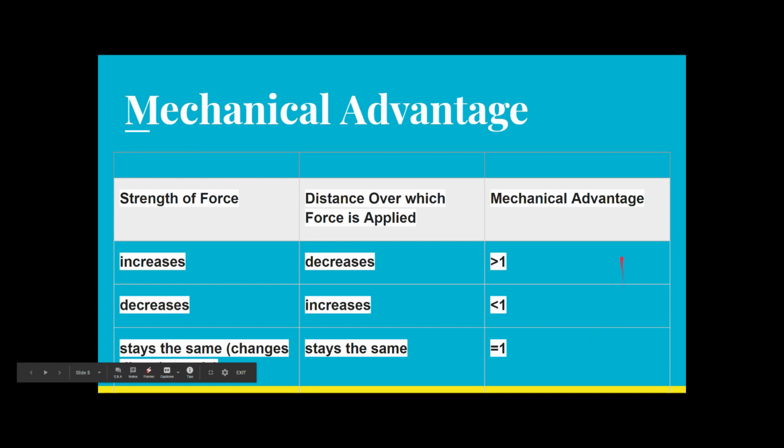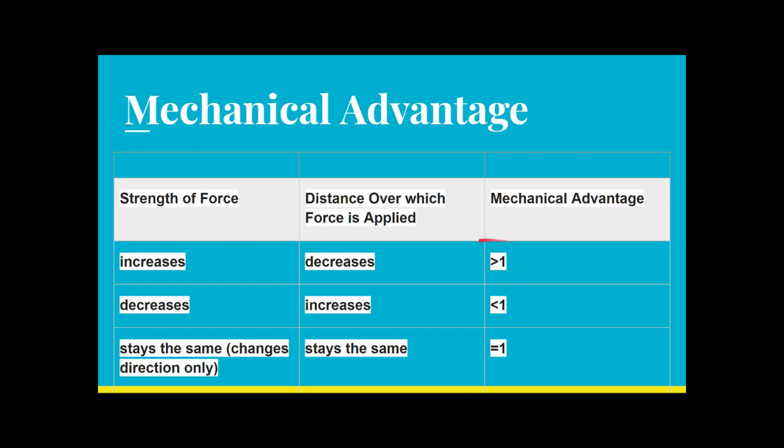So this table neatly summarizes what's going on with mechanical advantage. This first column is looking at what happens to the force that you are applying to the machine. This is what happens to the input force. So let's take a look. If the machine increases your force, if the machine makes you stronger, then the distance over which that force is applied decreases. So that means that if the machine makes you stronger and you're able to lift something heavier than you normally would be able to, it's going to shorten how far it moves.